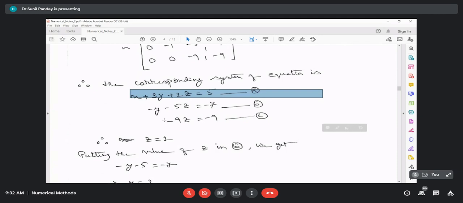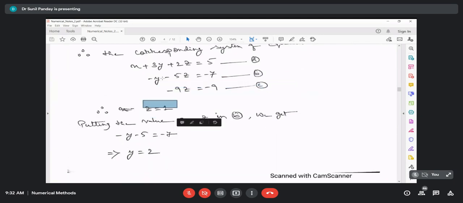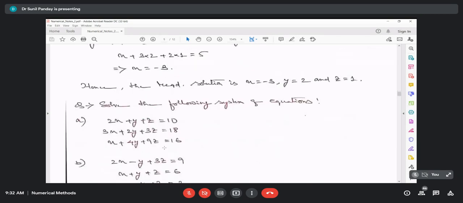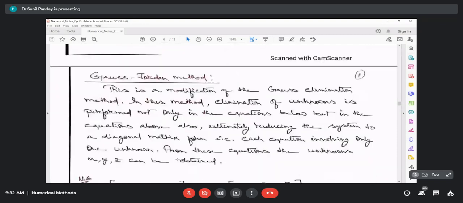So the equivalent system of equations corresponding to this augmented matrix is this one. And then you go for back substitution: from here you can get z. Then you just substitute z here in B, you will get y and then x. So you try this method to solve this equation. This is again a well-known method to you, the Gauss-Jordan method. Gauss-Jordan method is a modification of the Gauss elimination method.